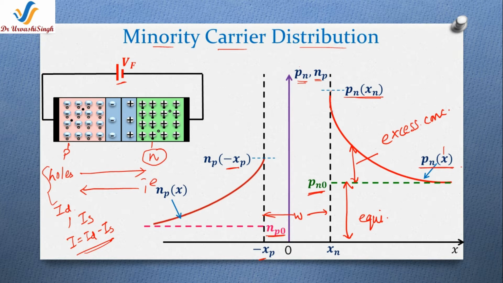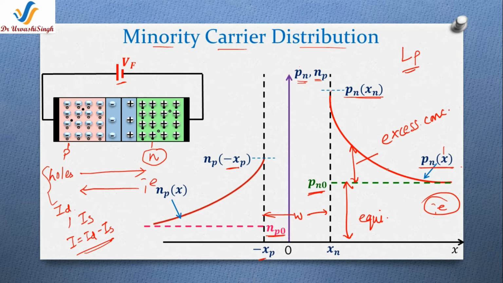Why this exponential decay? Because of the recombination process, some of the holes will recombine with the electrons of the N side, and that's why they decay exponentially. It also depends on the diffusion length, that is LP. The smaller the diffusion length, the faster the holes will recombine with the electrons.